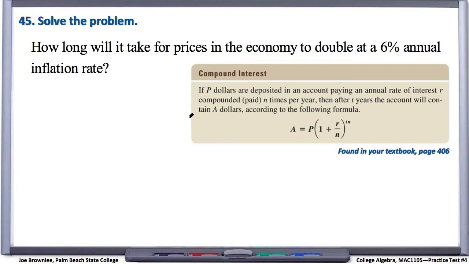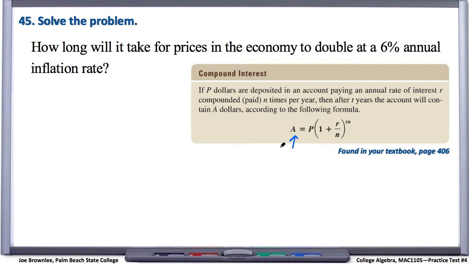So what this question is asking is, how long will it take for that same gallon of milk to cost $2, doubling in price, assuming that the economy has an inflation rate of 6% annually. Well, to do the math on that, we have to use the formula for compound interest. And what we're looking at here is A equals P times the quantity 1 plus R over N, to the Tn power. And in this case, A represents the amount at the end, the amount that we're stopping with.